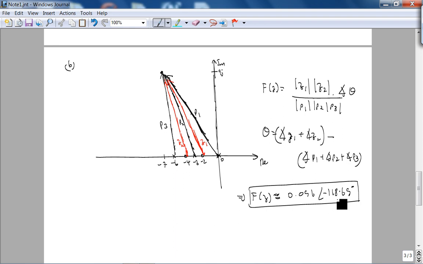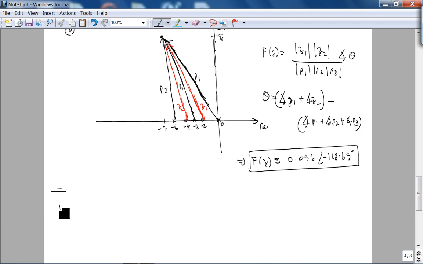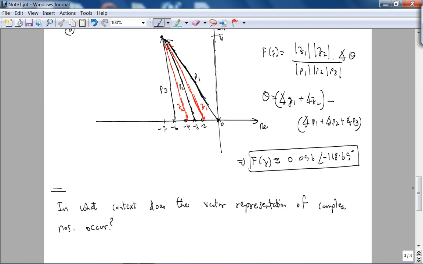So let's look at in what context does the vector representation of complex numbers occur?